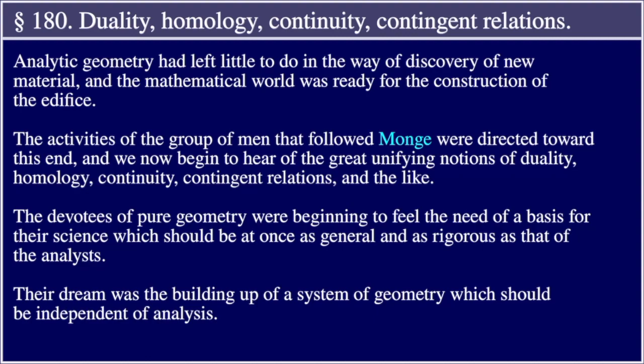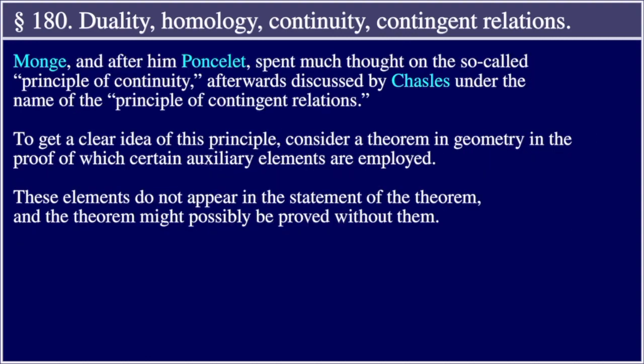The devotees of pure geometry were beginning to feel the need for a basis for their science, which should be at once as general and as rigorous as that of the analyst. Their dream was the building up of a system of geometry which should be independent of analysis. Monge, and after him Poncelet, spent much thought on the so-called principle of continuity, afterwards discussed by Chasles under the name of the principle of contingent relations.